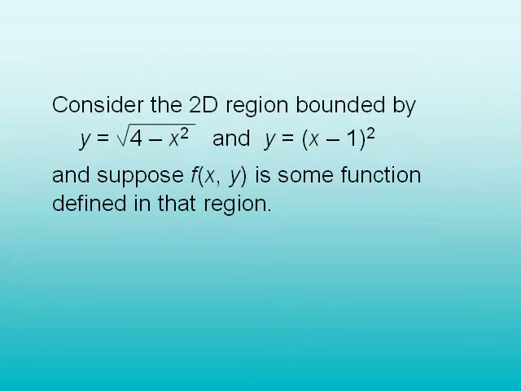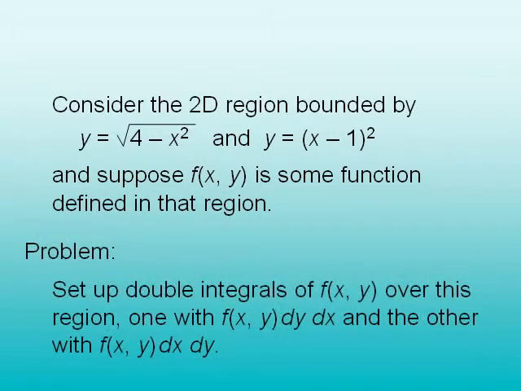Consider the two-dimensional region bounded by y equals the square root of 4 minus x squared and y equals (x minus 1) squared. Suppose f(x, y) is some function defined in that region. Our problem is to set up double integrals of f(x, y) over this region, one with f(x, y) dy dx and the other with f(x, y) dx dy.